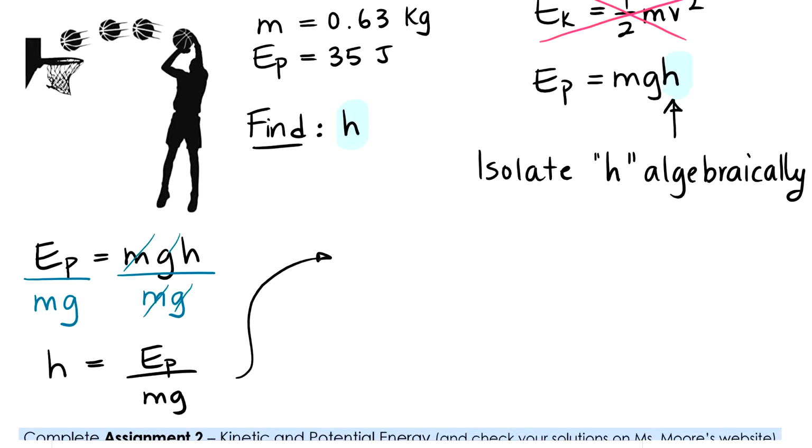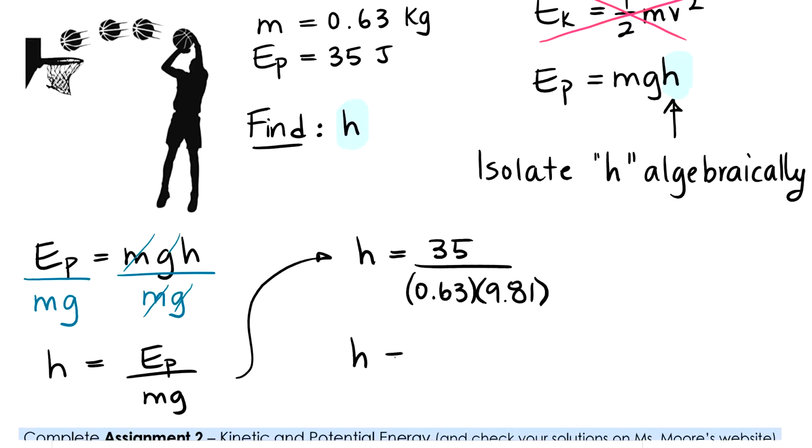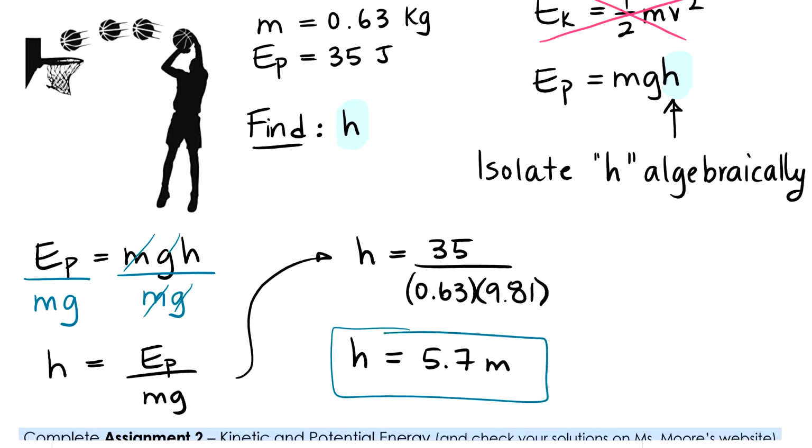Now we can go ahead and put our numbers in. h equals 35 joules divided by 0.63 kilograms times 9.81 meters per second squared. So the basketball is 5.7 meters above the ground. Please don't forget to round to the nearest tenth as the question asked us to.